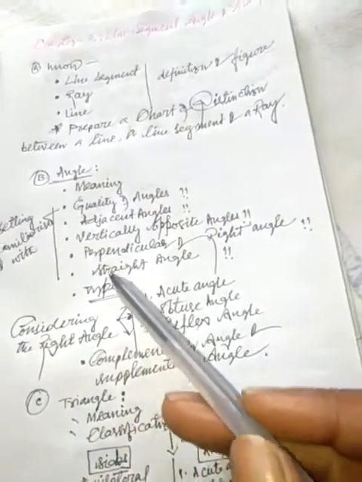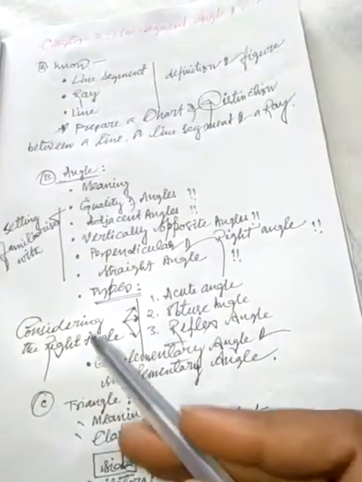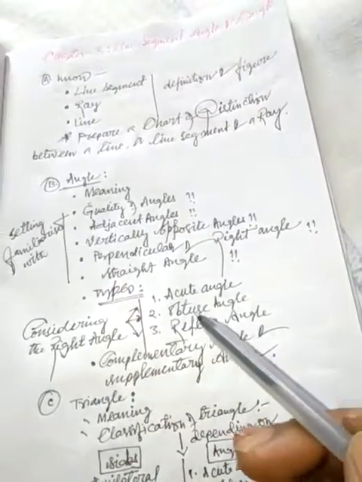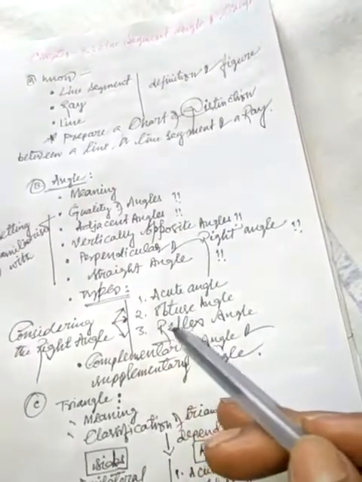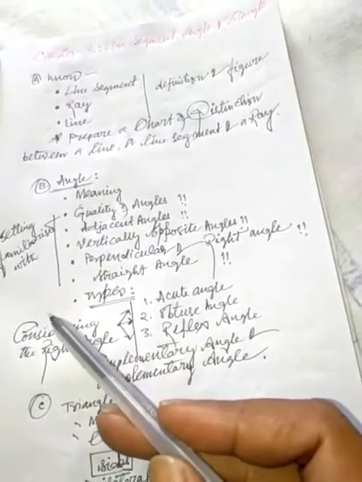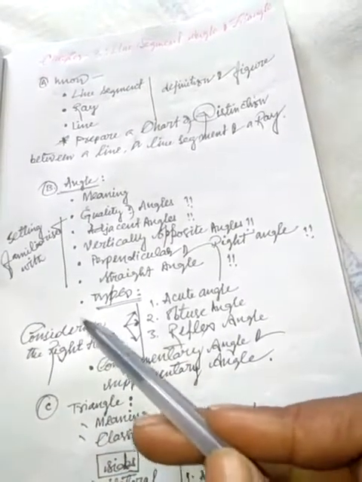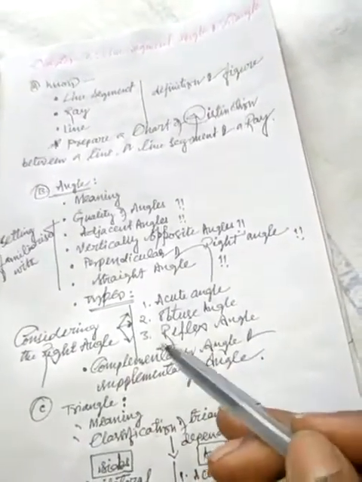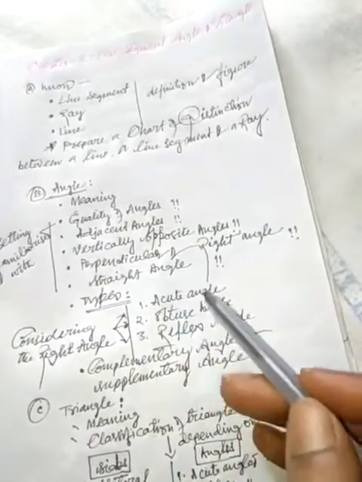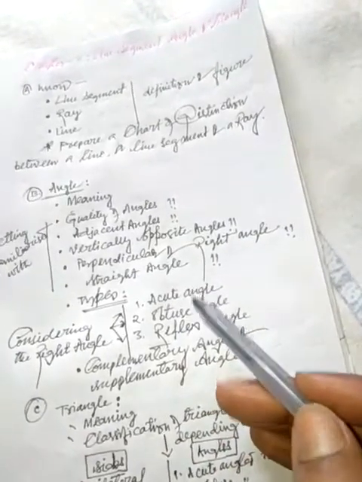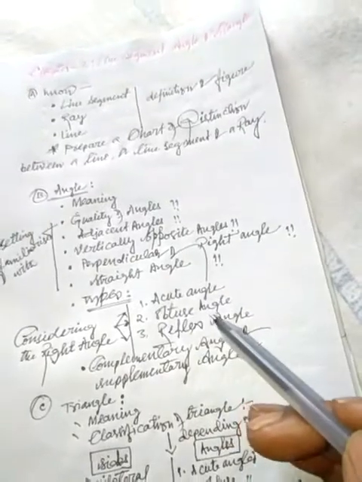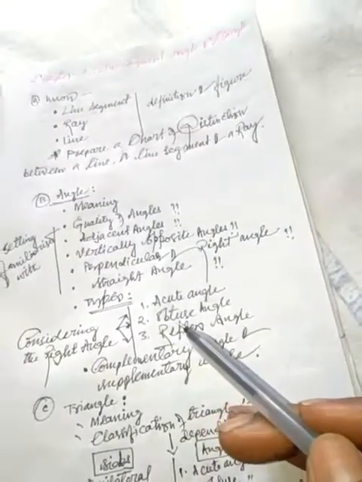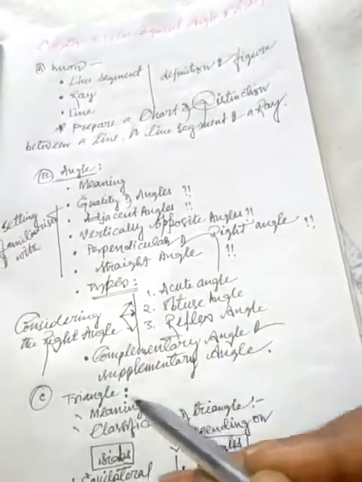Now I'm coming to the types or classification of angles. So the angles are mainly divided here into 3 groups: acute angle, obtuse angle and the reflex angle. Just don't forget this thing, that considering the right angle, we can divide any angle into 3 categories: acute angle, obtuse angle and the reflex angle. So here we have to read what is an acute angle with diagram, what is an obtuse angle with diagram, and what is a reflex angle with diagram.